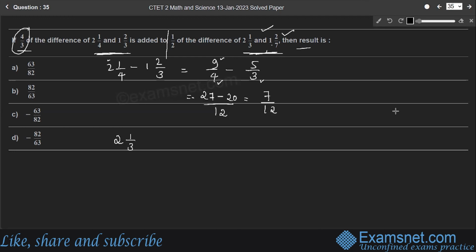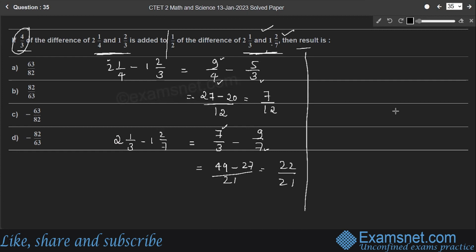2 integer 1 by 3 minus 1 integer 2 by 7. This can be written as 2 integer 1 by 3, which is 7 by 3, minus 1 integer 2 by 7, which means 7 plus 2 is 9 by 7, right? Here the LCM is 21, right? So 3 into 7, hence 7 into 7, 49, minus 7 into 3 is 21. So 9 into 3, 27. So you have 22 by 21 as the difference between the last two.